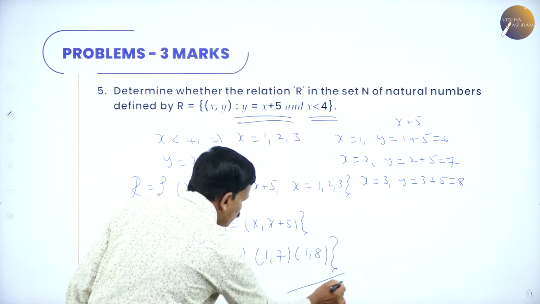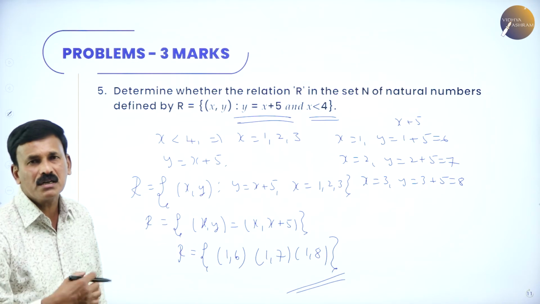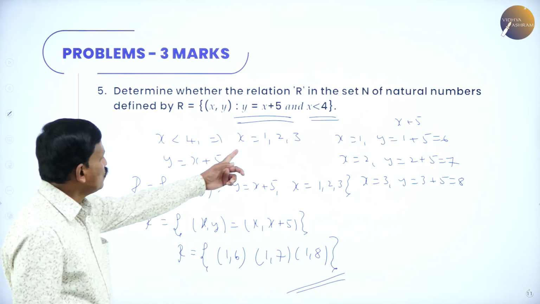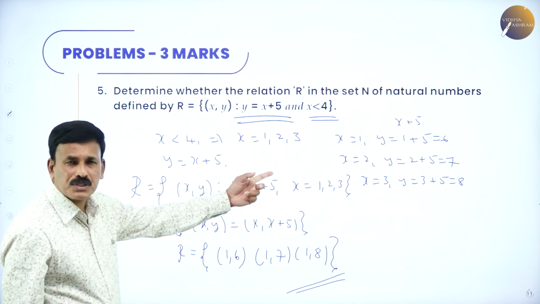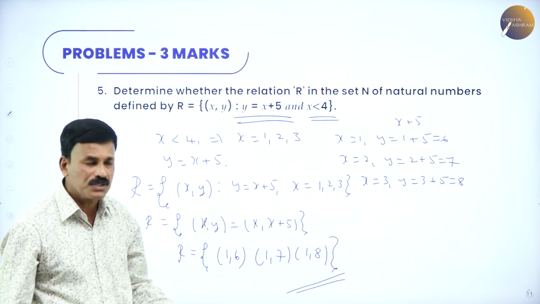By looking through the problem, you can say that it is neither reflexive nor symmetric nor transitive. You can say straight away, because (1, 1), (2, 2), (3, 3) are not in the relation, therefore it is not reflexive.